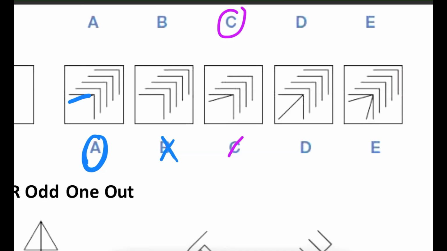B has none. D has 1, but it's starting from the middle when it should be starting from up here. And it's not E because E has 2 diagonal lines.